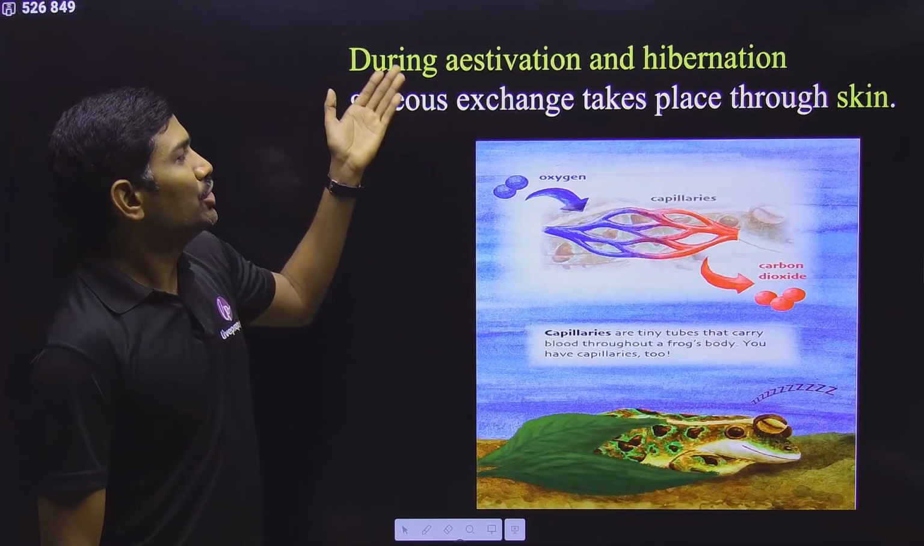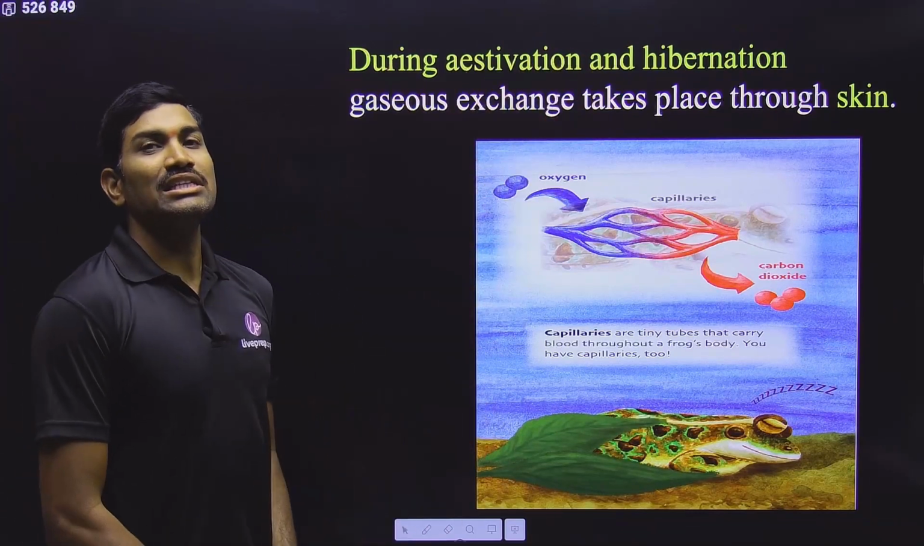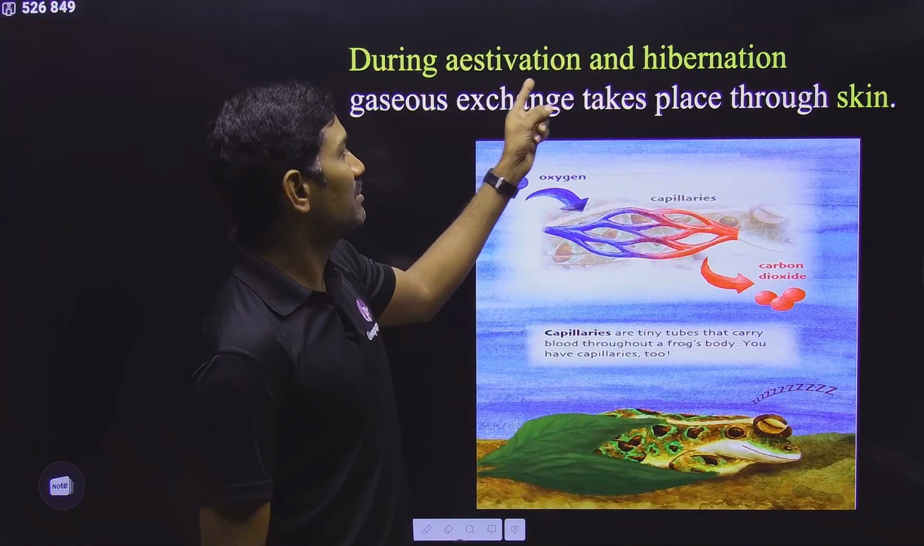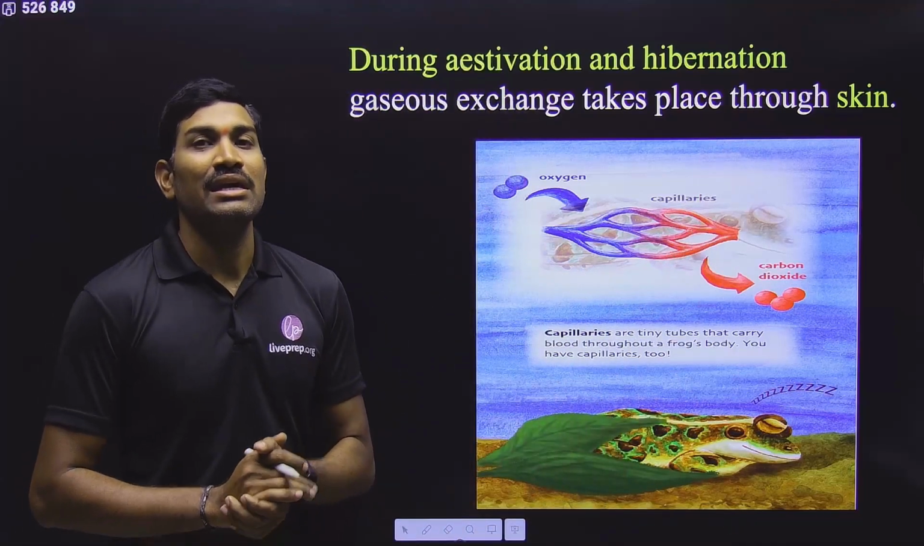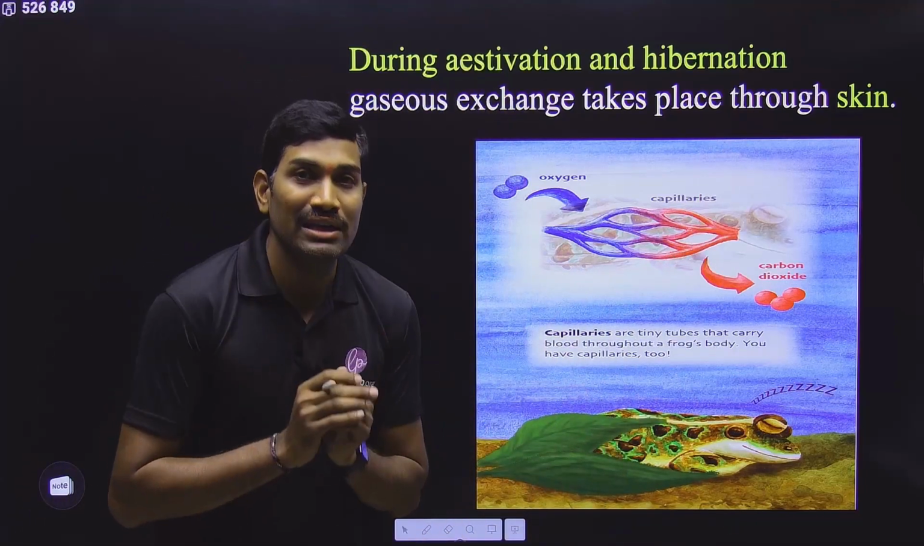Clear. Next one. During estivation and hibernation. Estivation is the summer sleep. Hibernation is the winter sleep. So during these sleeps, what happens? It is trying to reduce its metabolic activities.